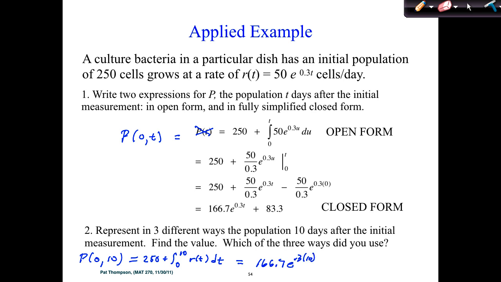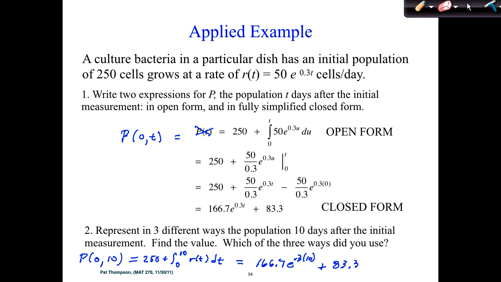Okay. How about this? In closed form, express it in closed form. So we've got function notation, we can express it in open form, and we can express it in closed form. According to closed form, what's the population at time equals 0? 83.3?